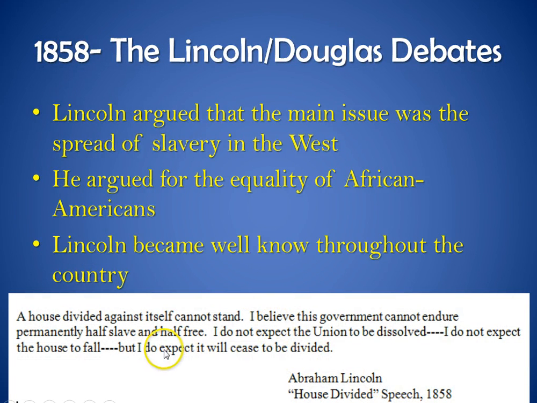And we've seen this before, a short quote from his famous House Divided speech in 1858. "A house divided against itself cannot stand. I believe this government cannot endure permanently half slave and half free. I do not expect the Union to be dissolved. I do not expect the house to fall, but I do expect it will cease to be divided." And this is where he's saying that one way or the other, this issue of slavery, states' rights, tariff, fanaticism, the differences between the North and the South will eventually come to a close, one way or the other.